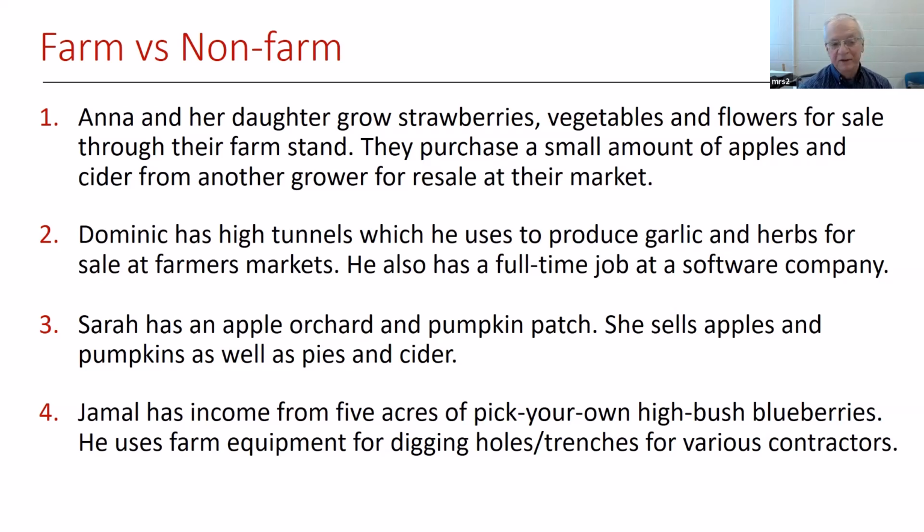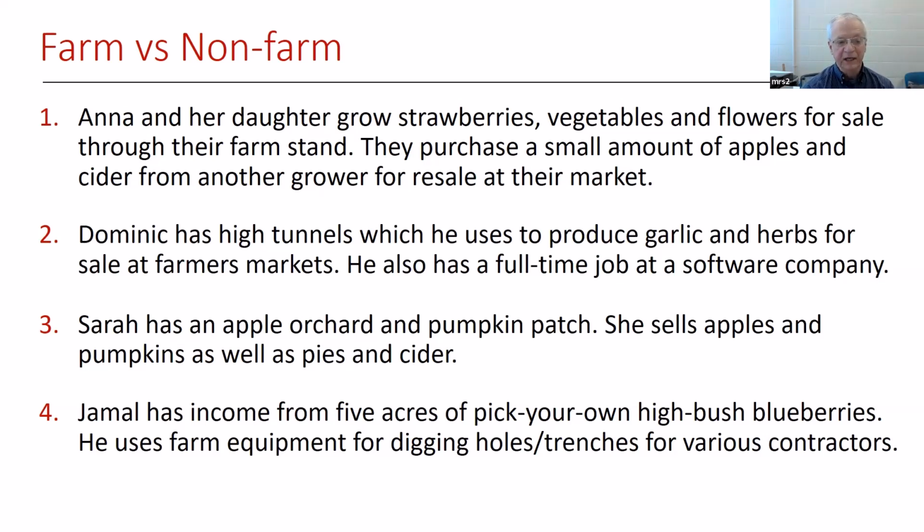Number two, Dominic has high tunnels, which he uses to produce garlic and herbs for sale at the farmer's market. That's a farming activity. The expenses and receipts associated with that activity will go on a Schedule F, even though he's not a farmer as far as classification for estimated taxes, because he has a full-time job at a software company, and that's probably his principal occupation where he earns most of his money.